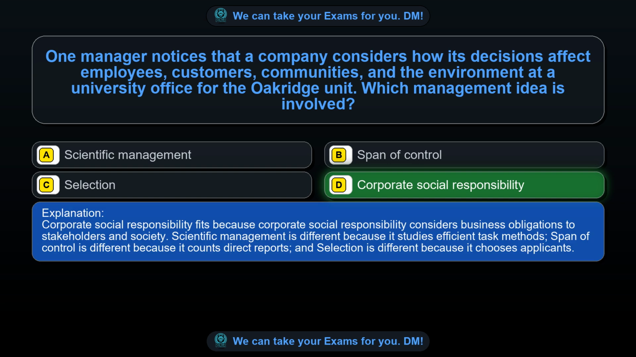Corporate social responsibility fits because corporate social responsibility considers business obligations to stakeholders and society. Scientific management is different because it studies efficient task methods. Span of control is different because it counts direct reports, and selection is different because it chooses applicants.